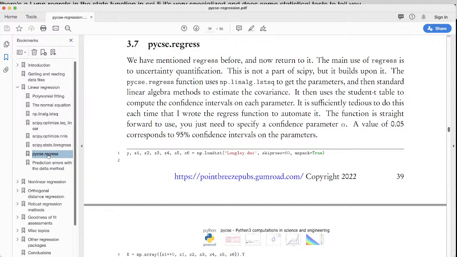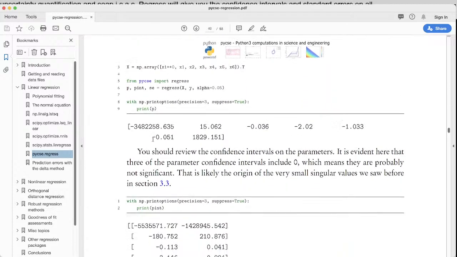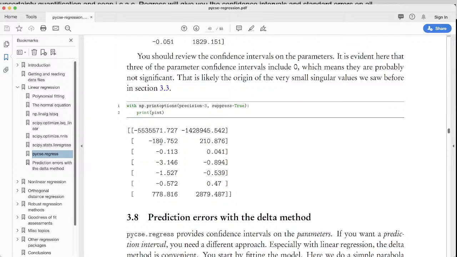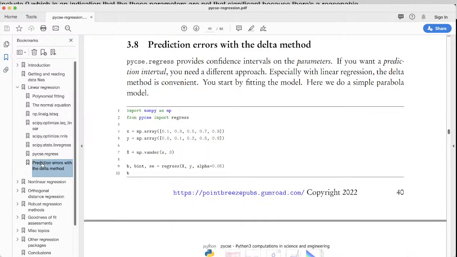And then we finish this up with some functions in PyCSE that I created for uncertainty quantification. And so pycse.regress will give you the confidence intervals and standard errors on all of the parameters that you want. And so you can see here, like here are some confidence intervals on the parameters, and some of these include 0, which is an indication that these parameters are not that significant because there's a reasonable probability they could actually be 0.